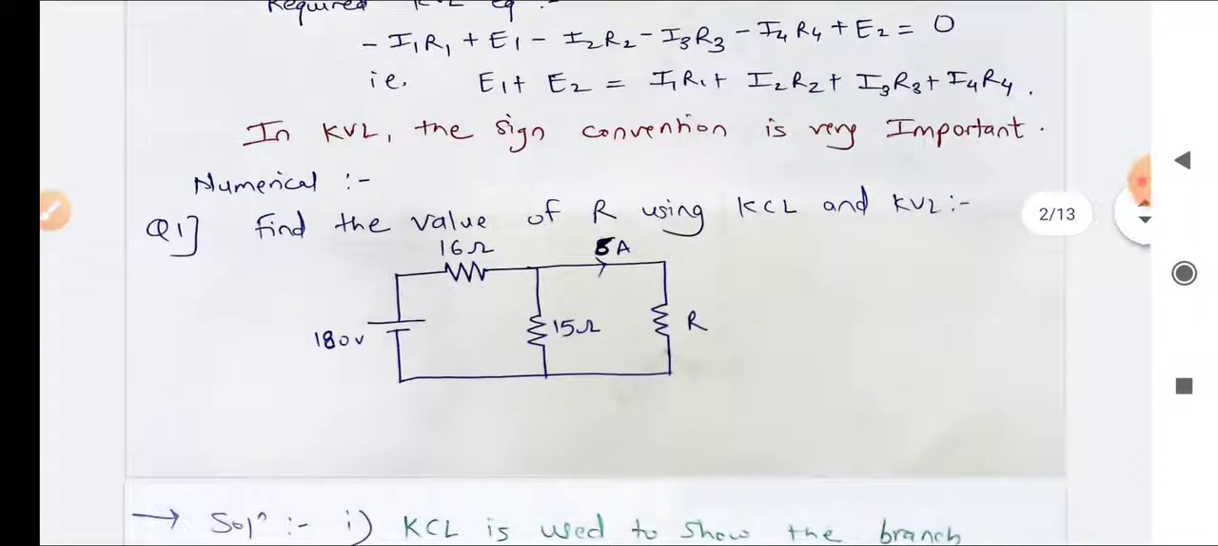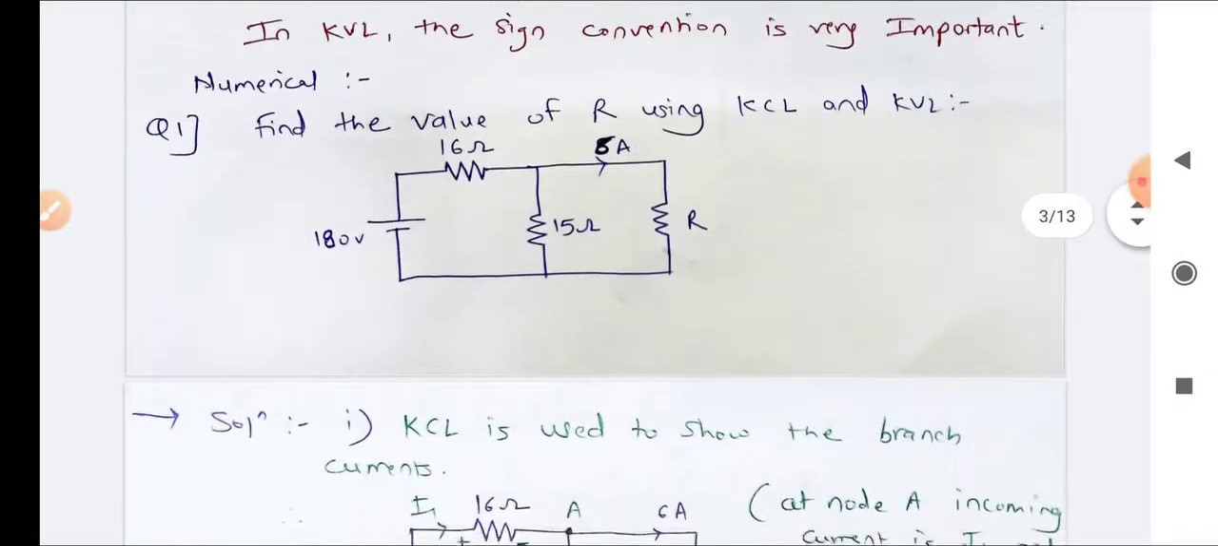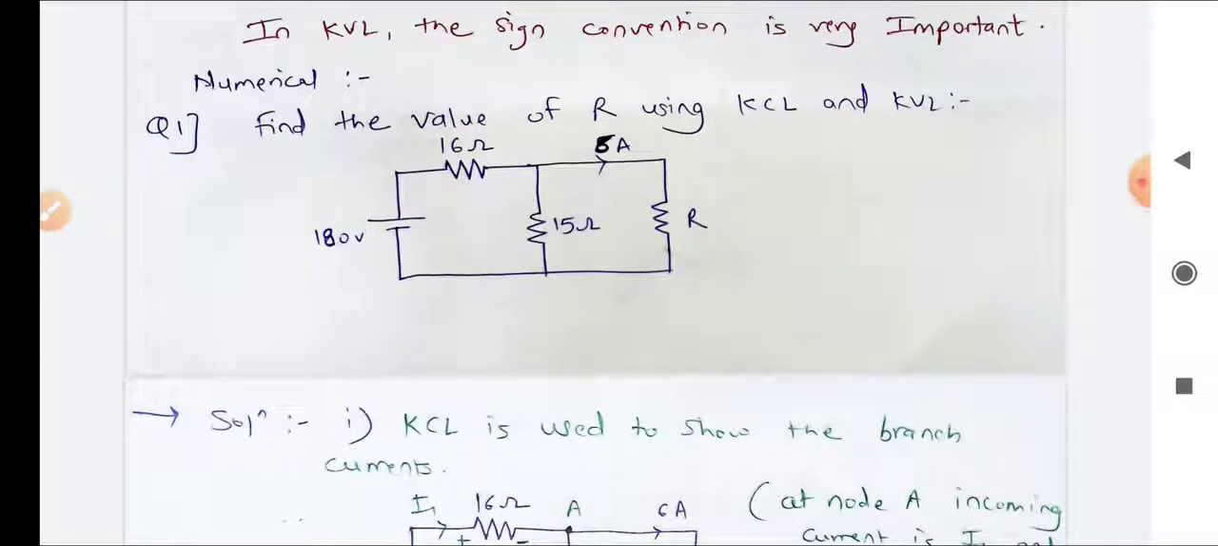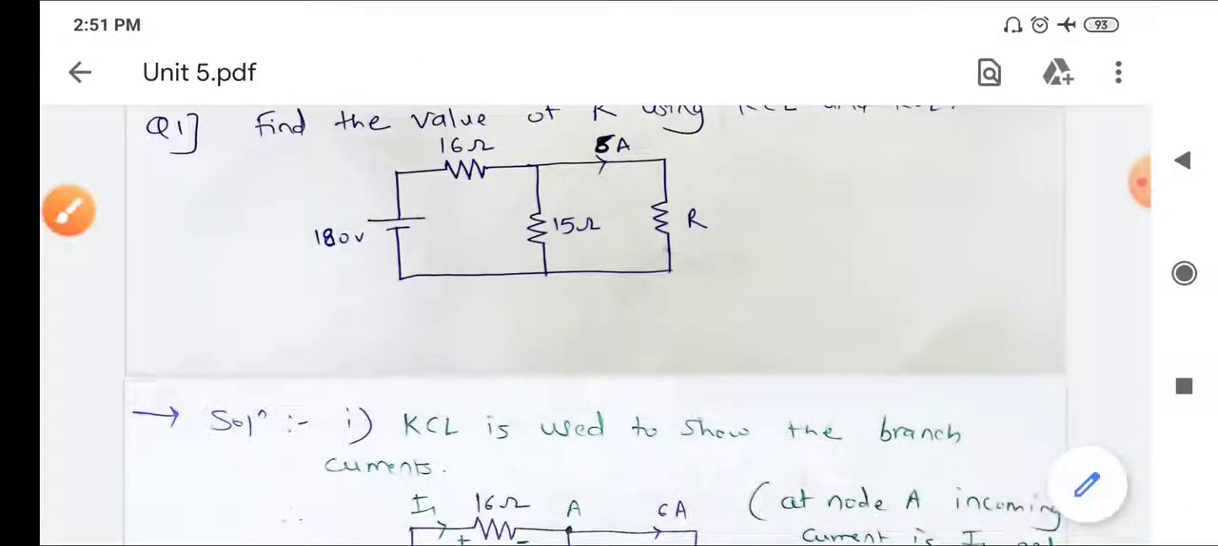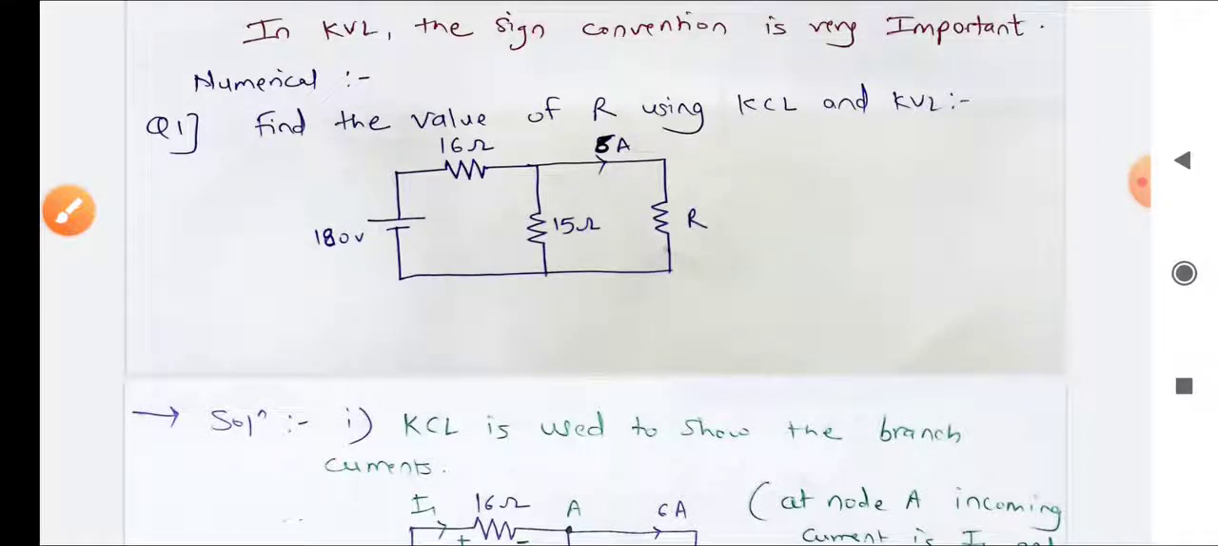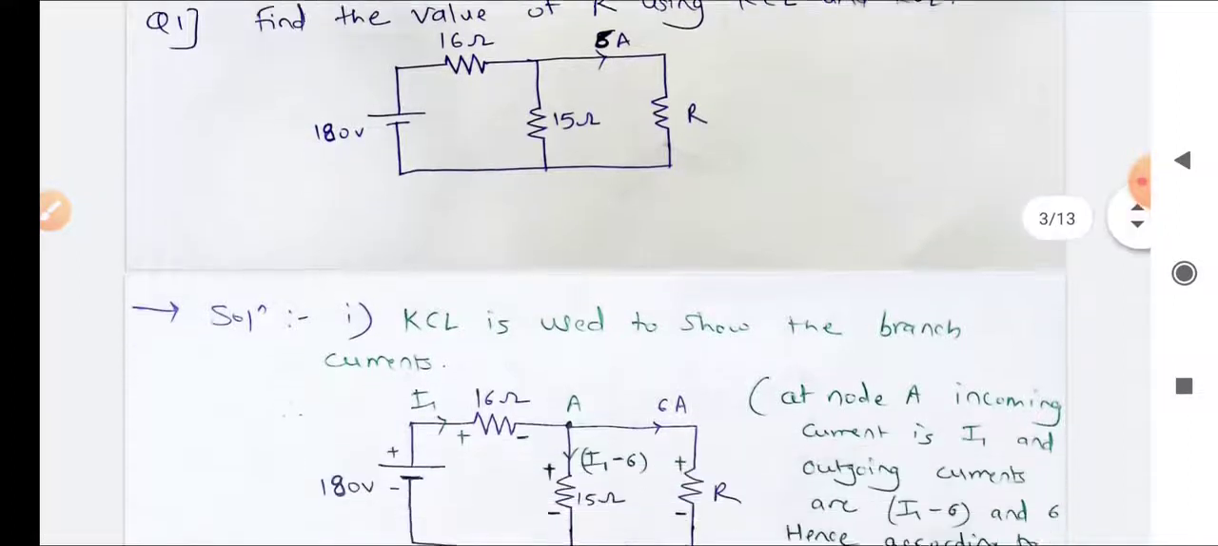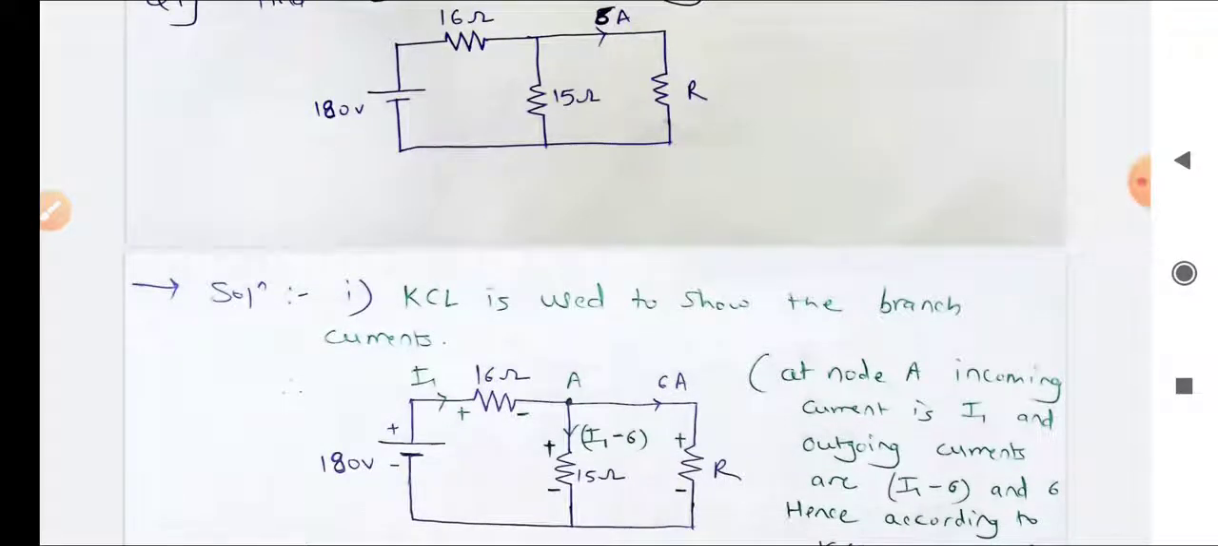Now we'll see how to apply KCL and KVL to solve a particular network. So we'll see one numerical. The numerical is: find the value of R using KCL and KVL. In this, one network is present, with 3 resistors of 16, 15 and R ohm. We have to find the value of this R ohm. A 180 volt source is present, and the current flowing through R ohm is already given, it is 6 ampere. So we'll see the solution step by step, how to solve this network and find the value of resistance R.